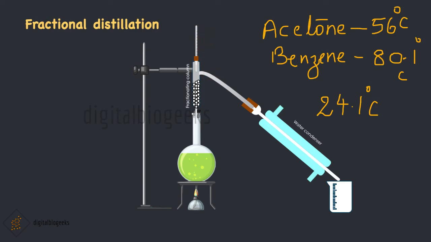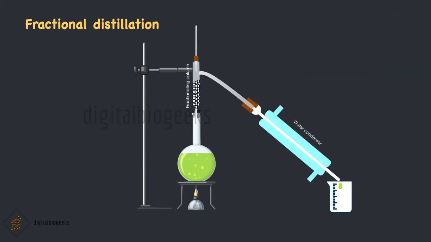Heat the mixture. Make sure that the temperature is constant at 56 degrees centigrade as the boiling point of acetone is 56 degrees centigrade. As 56 degrees centigrade is the boiling point of acetone, acetone becomes vapor and reaches the water condenser. When the hot vapor comes in contact with cold water, vapor condenses and becomes liquid. This liquid acetone can be collected in the beaker.